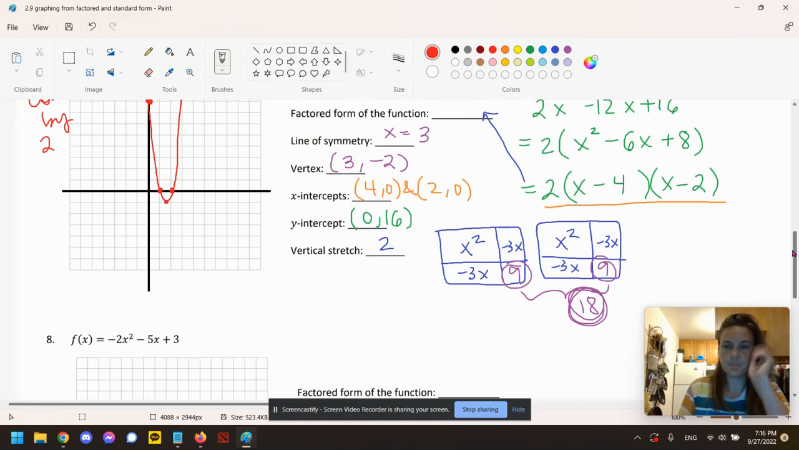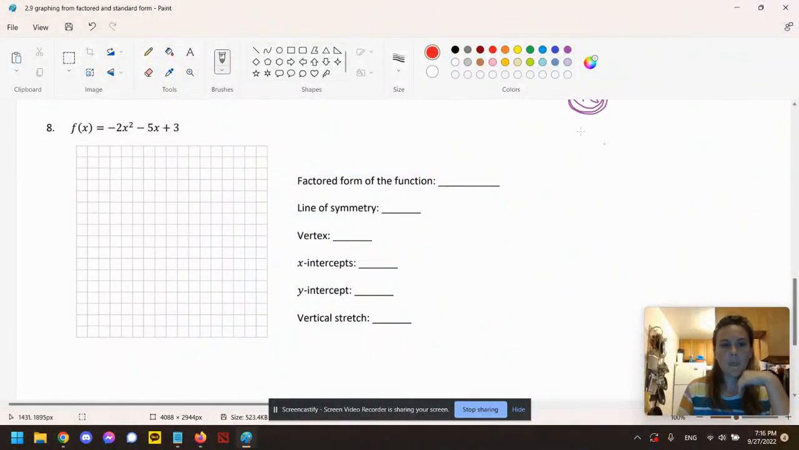Let's do another. Whew, this is going to be a doozy. The very first thing, hold on a second.